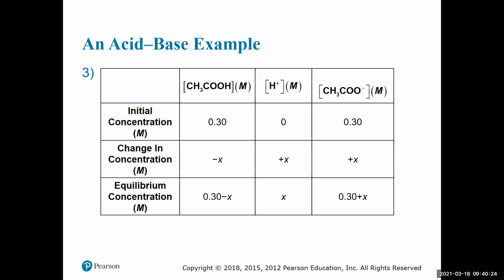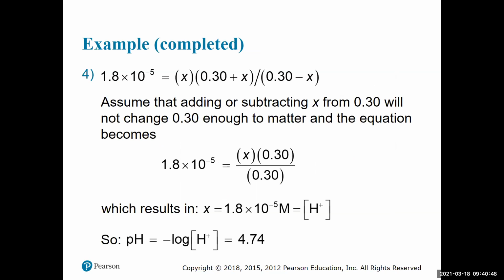We go ahead then to get our equilibrium concentrations. And so we subtract that X from the 0.3. We have X for the proton, and then we have 0.3 plus X for the acetate. So what we'll do is we'll take those equilibrium values and we'll plug them into our equilibrium expression. Okay, so if we do that, we have X times 0.3 plus X divided by 0.3 minus X.